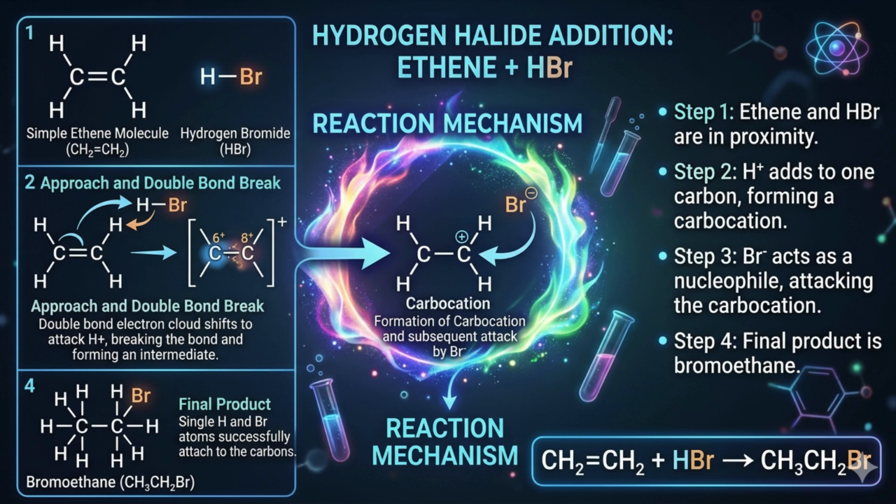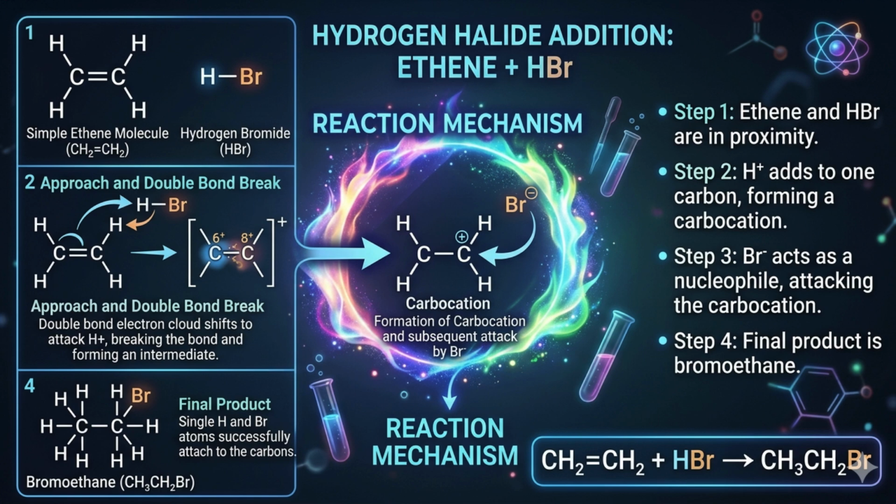Step 3. The intermediate. This creates a carbocation, a positively charged carbon atom. Notice how the hydrogen has already attached to one side. Meanwhile, the bromine has become a negatively charged bromide ion, acting as a nucleophile. It's now ready to attack that positive center.